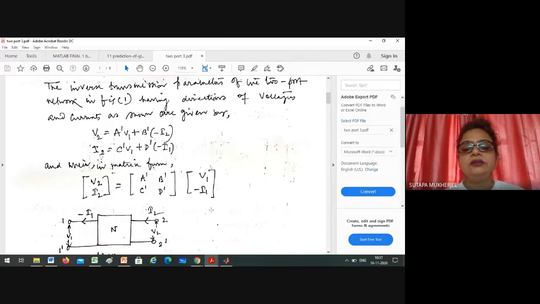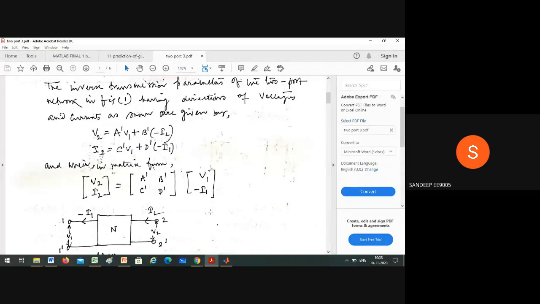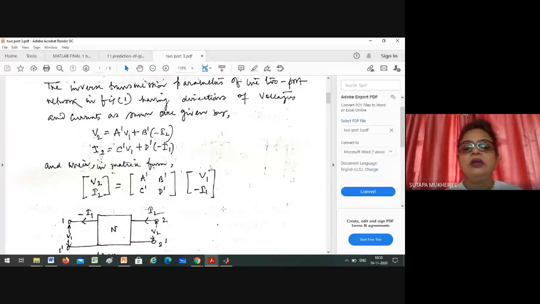Yes. V2 equals A dash V1 plus B dash into minus I1. Sorry, it will be I1. Correct it, it will be I1. It was a mistake.